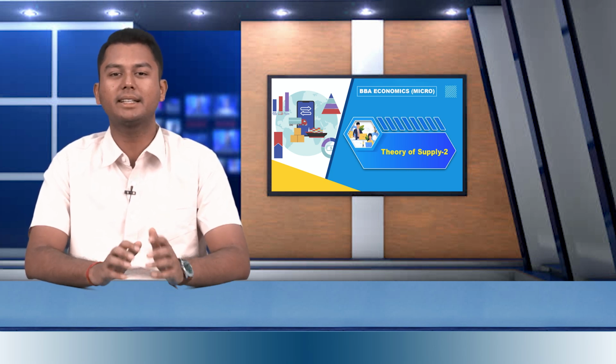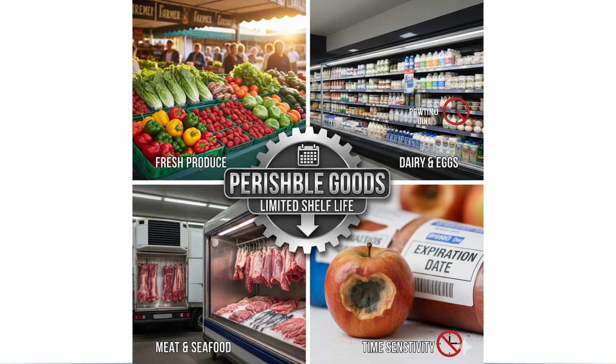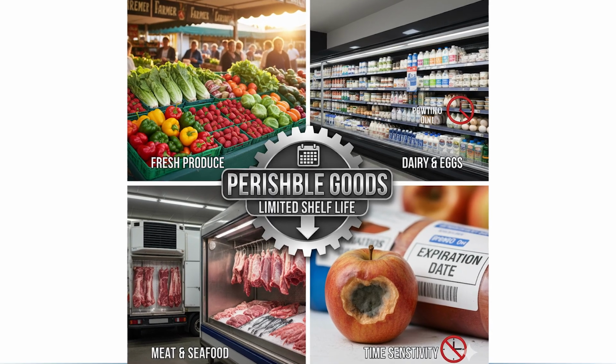Service supply involves intangible outputs that cannot be stored. Service supply must match demand in real time because services cannot be produced in advance and held as an inventory. Perishable goods supply involves products with limited shelf life. Suppliers of perishable goods face unique challenges in matching production timing with market demand to minimize waste.